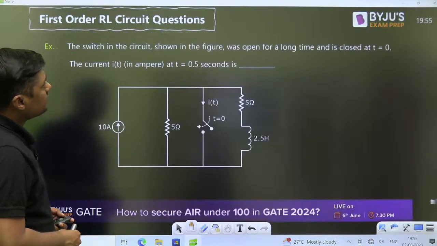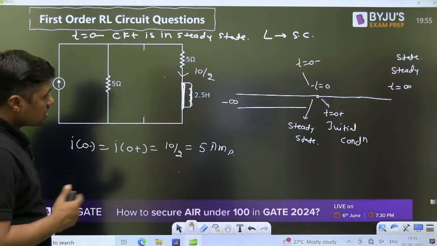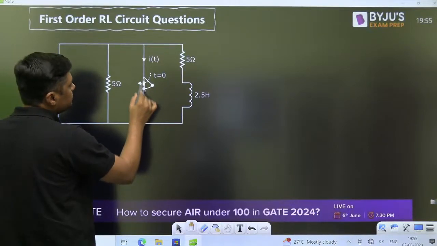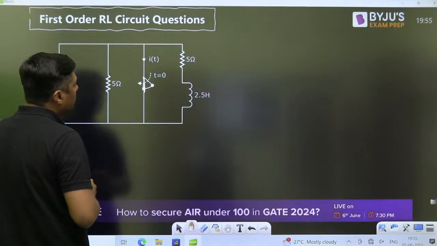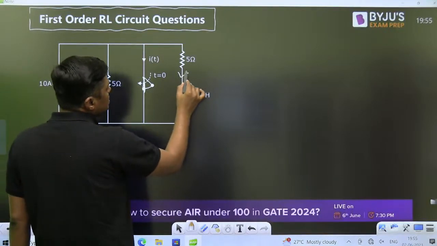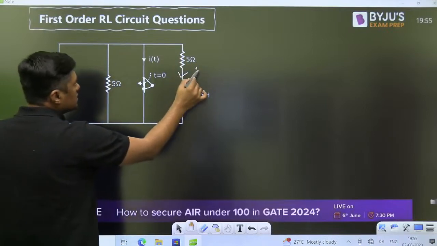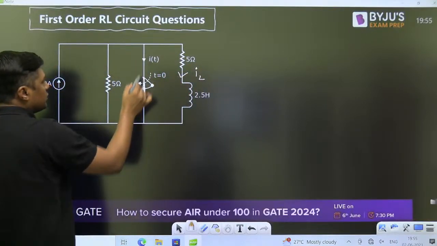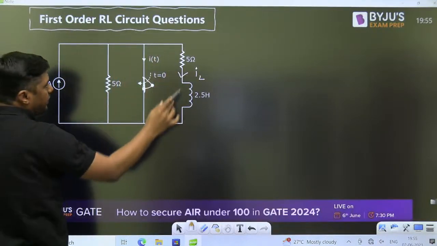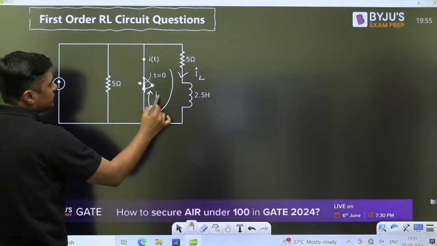What is asked here? The current at t equal to 0.5 second. First of all we have to find the equation. Now the switch is closed. When the switch is closed, the inductor does not allow a sudden change of current. So this is the current through the inductor, and that is the current through this branch. Now, if it is a short circuit path, the inductor current will flow like this.